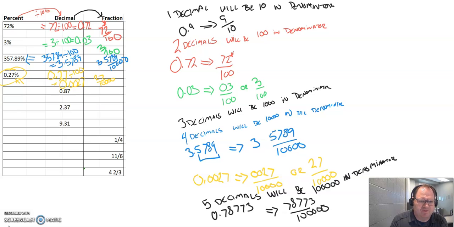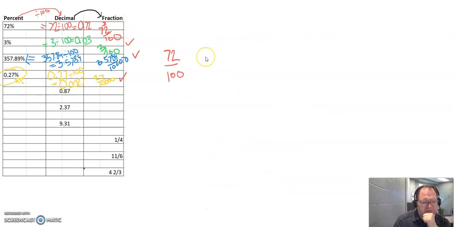So the 27 over 10,000, yeah, that's in lowest terms, it's good. This is in lowest terms, this is in lowest terms. This one is not. Is there a number that goes nicely into 72 and into 100? Yes, the number is 2. So you divide the top by 2, which is 36, and the bottom by 2, which is 50.